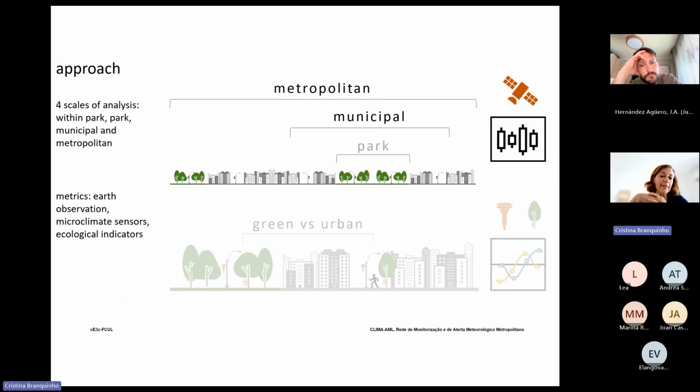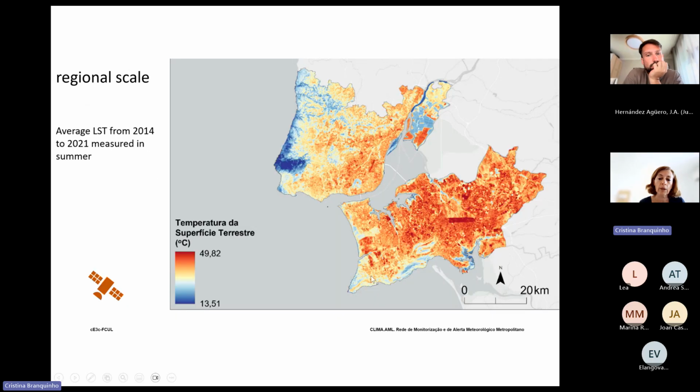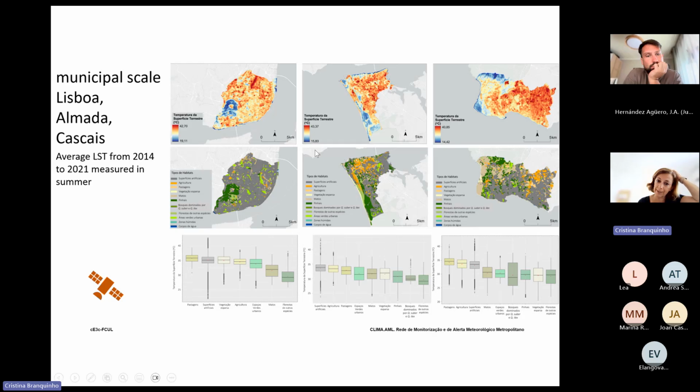We also looked at the municipal area, because this is important, it's where decisions are taken. In this case we looked at three municipalities: Lisbon, Almada, and Cascais. I can show here, Lisbon, Almada here, and then Cascais, okay? Those are the land surface temperatures, those are the land use, and this is the amount of each type of land use that they have. As you can see, in some areas it's very clear that when you have vegetation, you have a decrease in temperatures because of the buffering of this vegetation.